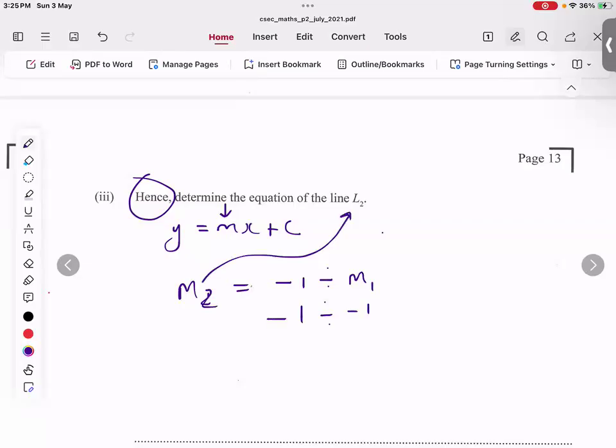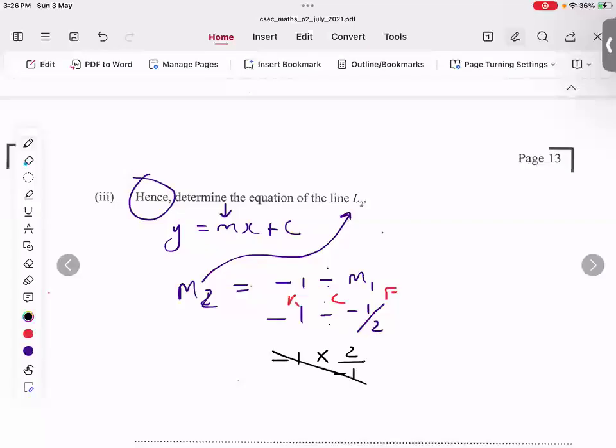M2 is related to L2. M3 is related to L3. So negative 1 divided by negative a half. Keep, change, flip. Keep the first, change the sign, flip the last. So negative 1 multiplied by 2 over negative 1.